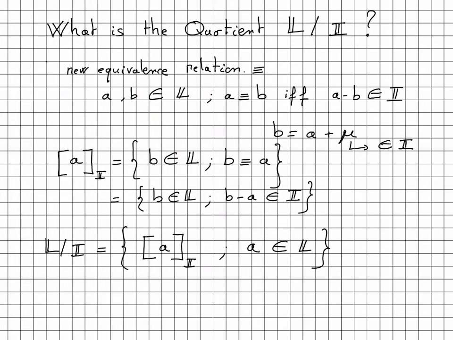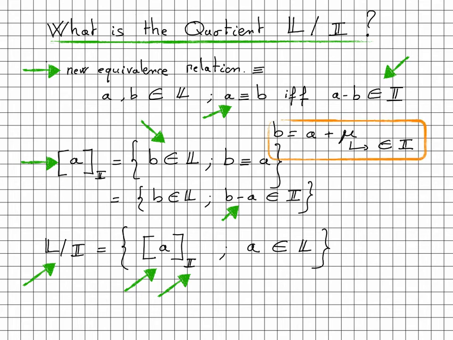The question we would like to answer now is, what is the quotient L over I? Well, L over I is defined here as a set of equivalence classes modulo I. So I need first to tell you what this new equivalence relation is. We say that A is equivalent to B if and only if A minus B is an infinitesimal. So the equivalence class of A modulo I is the set of all limited numbers B such that B minus A is an infinitesimal. You can think of all the elements B as being of the form A plus an infinitesimal.